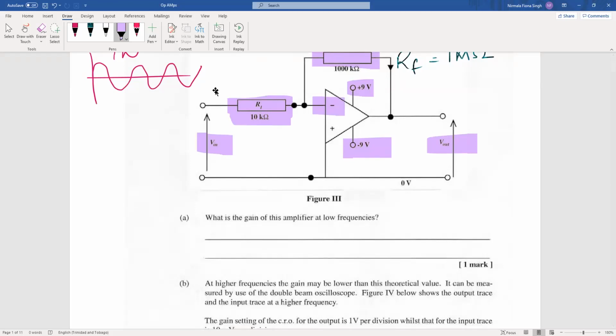So first thing they're going to ask us, what is the gain of this amplifier at low frequencies? So we want to get our gain, and our gain here is going to be, how do you get the gain of an inverting amplifier? All right, AV is equal, now this is a closed loop gain because it is a closed loop amplifier. It's just going to be minus RF over RI, which is 1,000 over 10. Remember, the k's will cancel each other and you get 100. Simple, that is worth 10 marks.